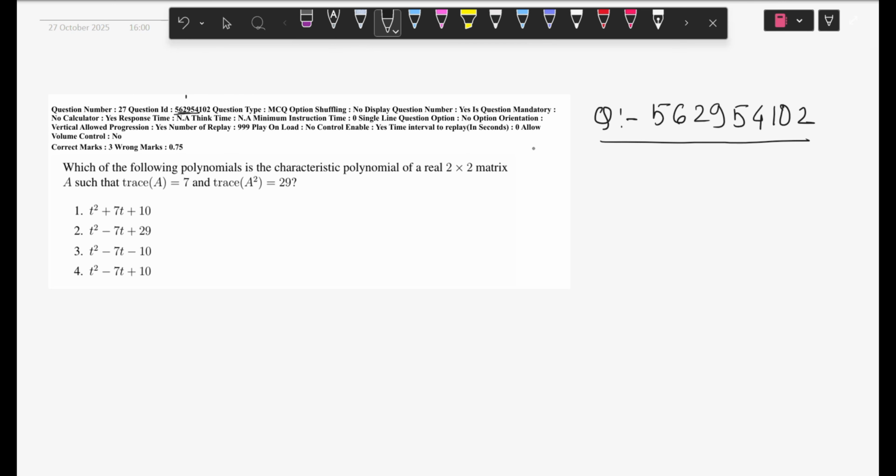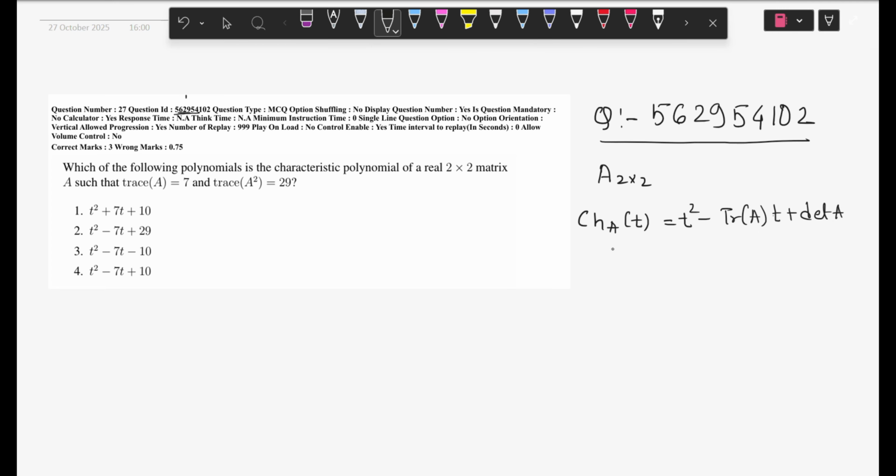So इस क्वेश्चन को सॉल्व करने के लिए we need few results जो हमें पता है. Although I'm writing it for any 2 cross 2 matrix A, the characteristic polynomial of A is t square minus trace of A t plus det of A. So this is the characteristic polynomial of A.